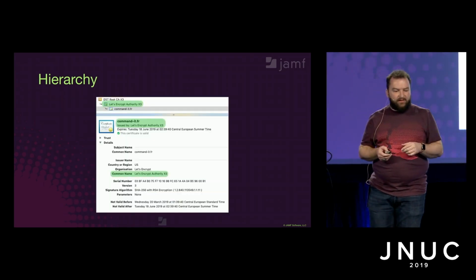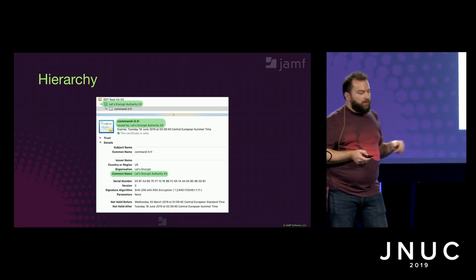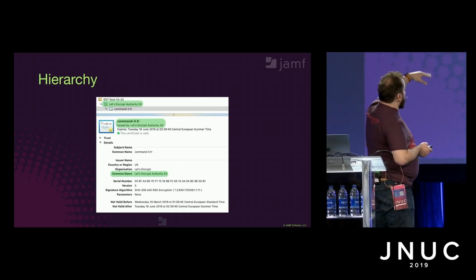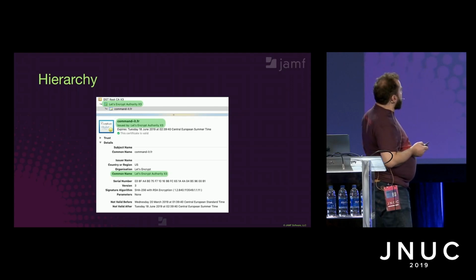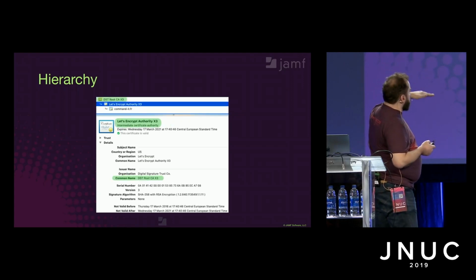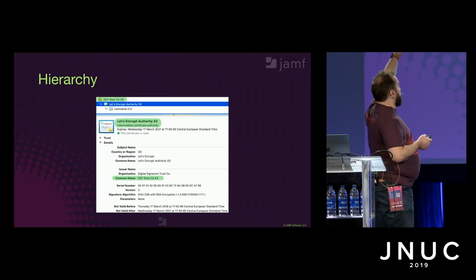So we can see that hierarchy. Once again, when we look at the communication, we have the certificate, then we have the intermediate, and then we have the root. And when you click on each of these, you can see that every time it's issued by the upper one.